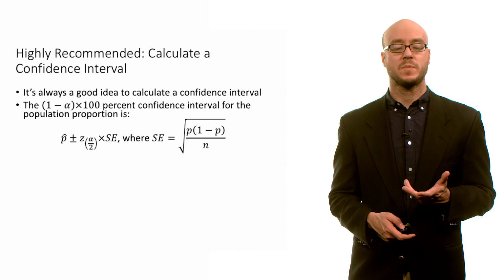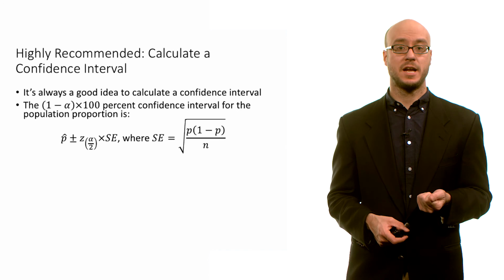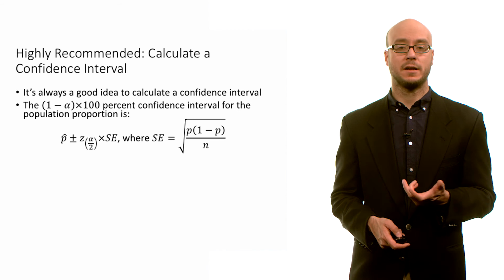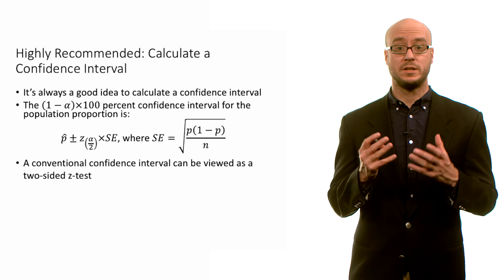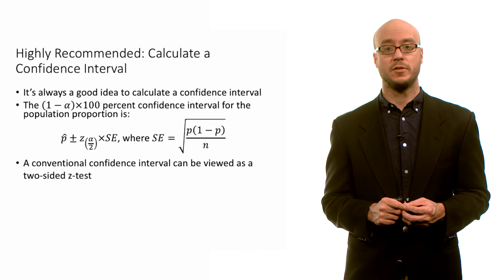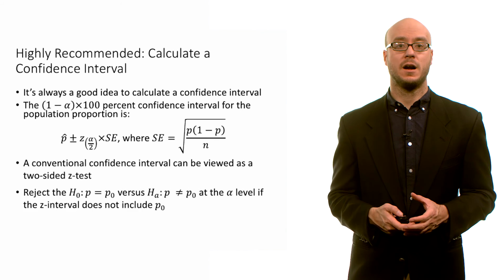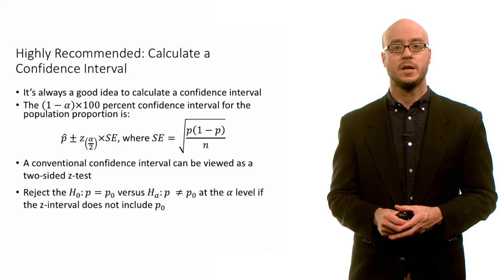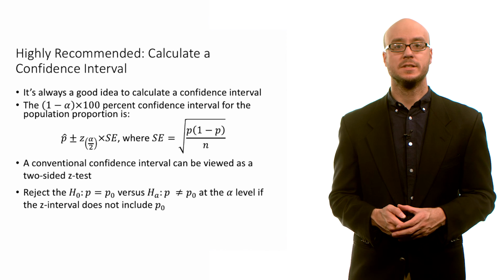So for a sample proportion, the confidence interval is p hat plus or minus z alpha divided by 2 times the standard error, where the standard error is calculated using p times 1 minus p divided by n, and you take the square root of that quantity. Now, of course, when we calculate a confidence interval, in this case, we'll want to use the value of p hat, or point estimate, as an estimate for p. Intuitively, you can kind of view this as a two-sided z interval test.